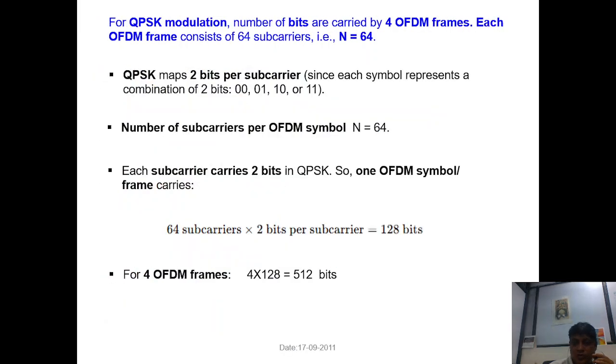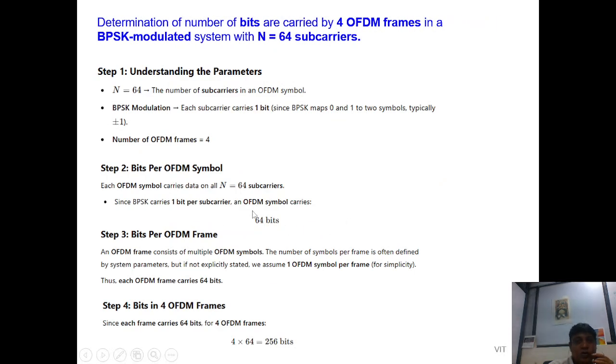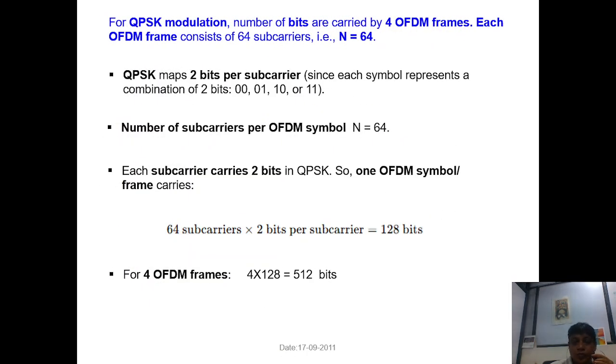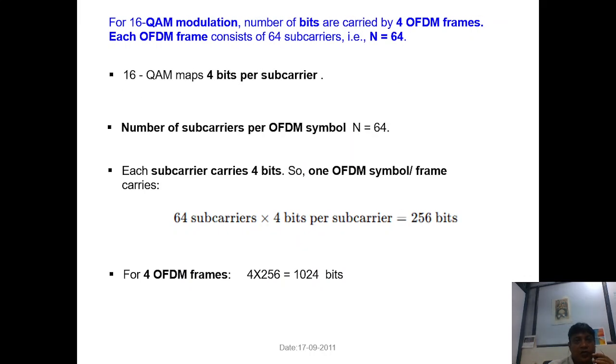Okay, so if we see this problem, 64 into 2, sorry, 64 into 120 bits. Since there are 4 OFDM frames, 4 into 120, 512 bits will be transmitted for 4 OFDM frames. If we extend the same problem with 16-QAM, then each subcarrier will carry 4 bits, that is 64 into 4, 256, and each OFDM frame will carry 256 bits, and 4 OFDM frames means 4 into 256, that is 1024 bits.